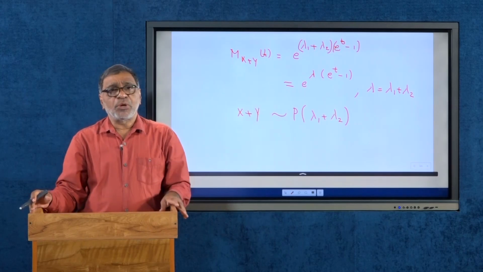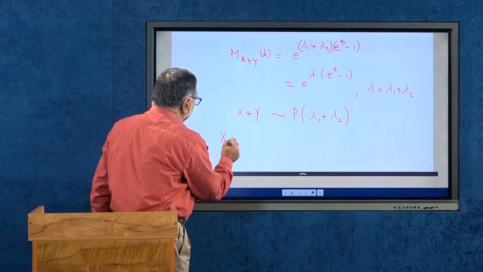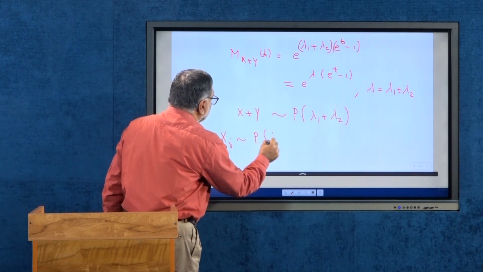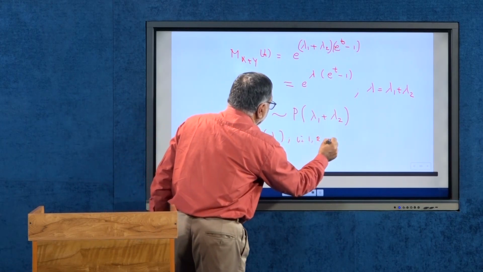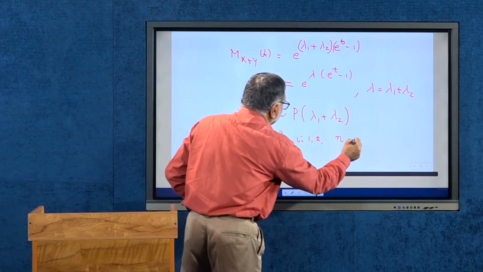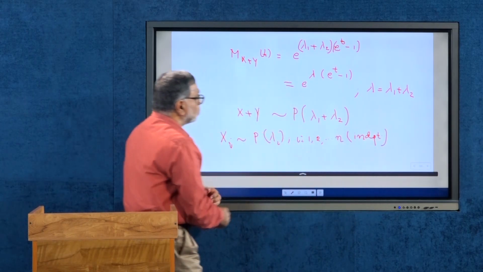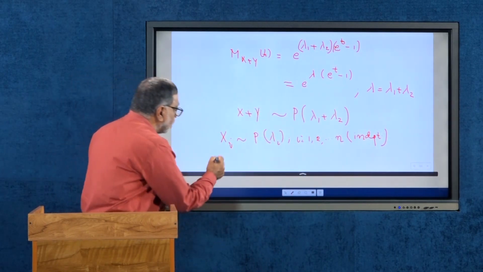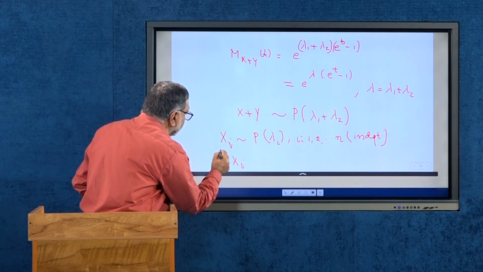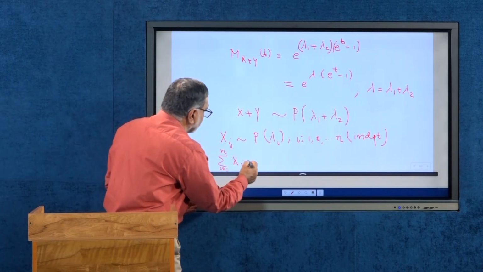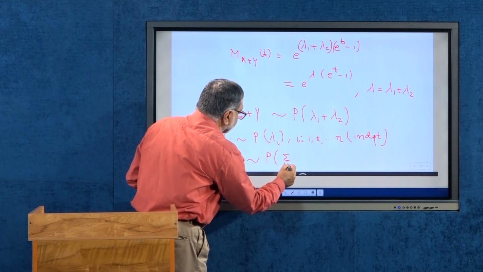We can generalize this property for n independent variables. Suppose X i follows Poisson with lambda i, where i is equal to 1, 2, up to n. These are independent Poisson random variables. Then what can you say about the sum of the random variables, sigma over i is equal to 1 to n of X i? This is a Poisson with the parameter, the sum of the parameters.